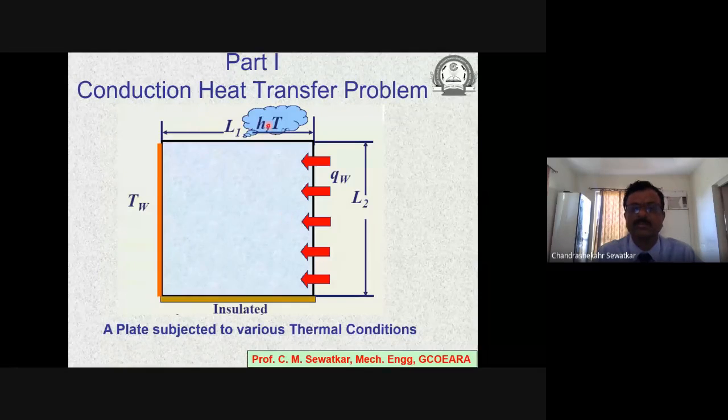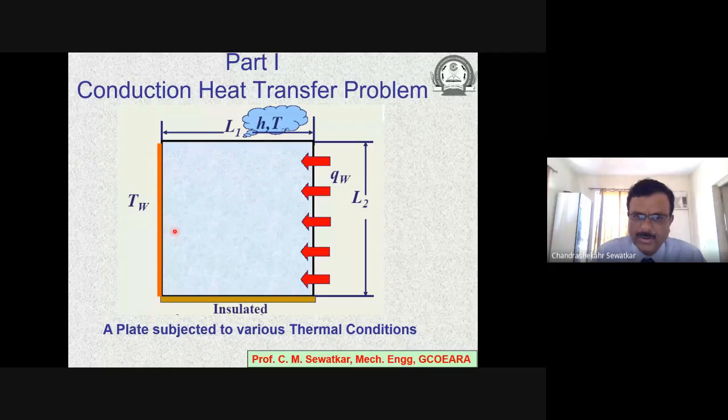The plate is of dimension L1 and L2. I want to obtain the temperature distribution within the plate. That is the objective. Once I obtain the temperature distribution within the plate, I can find out some engineering parameters like heat transfer across the edges of the plate. Although I'm saying I want to determine temperature distribution, my objective is to understand the finite volume methodology.